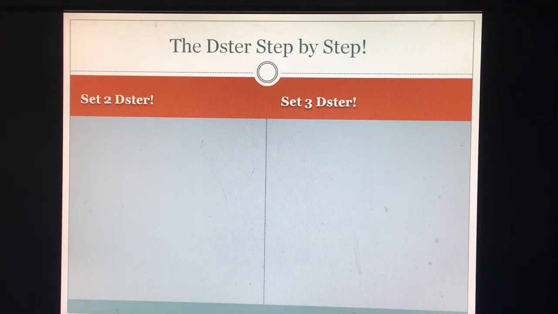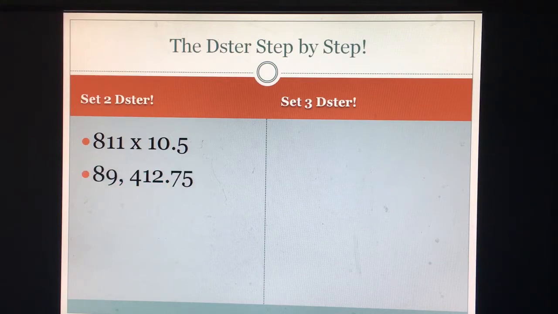People have been asking how you work the Dster out. So in this, I will show you step by step. We skip Dster set 1. We start with set 2. After you multiply set 1, you get the set 2 number. And that's the set 2 number.